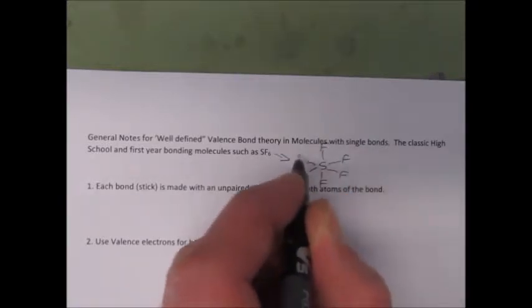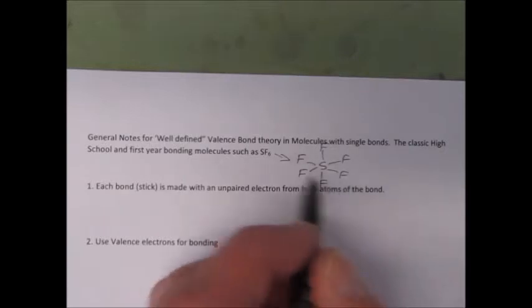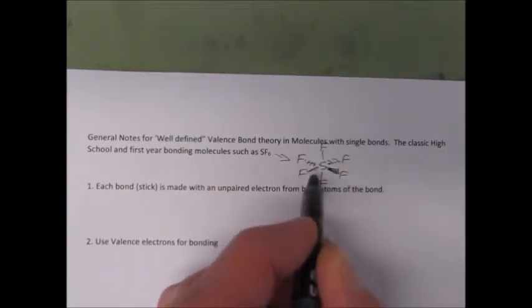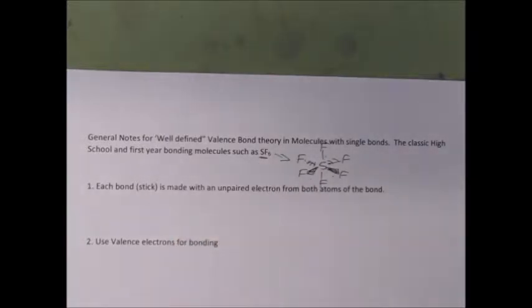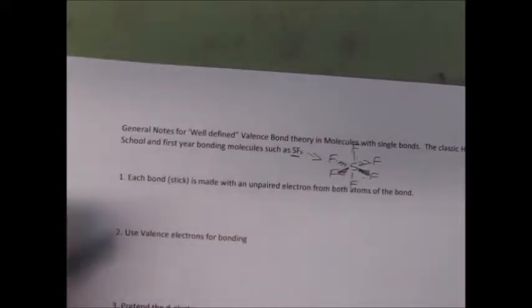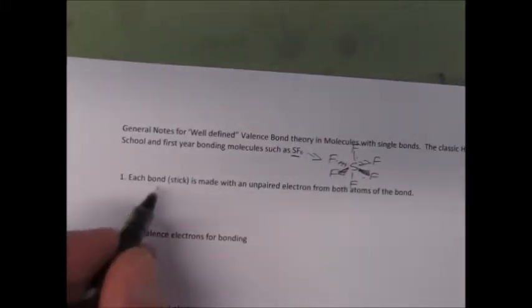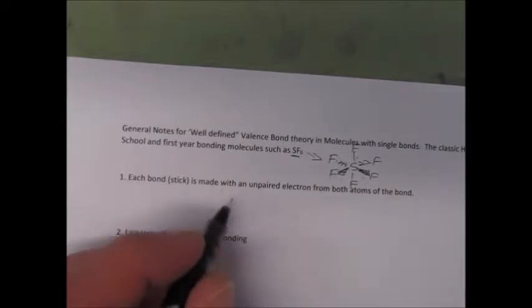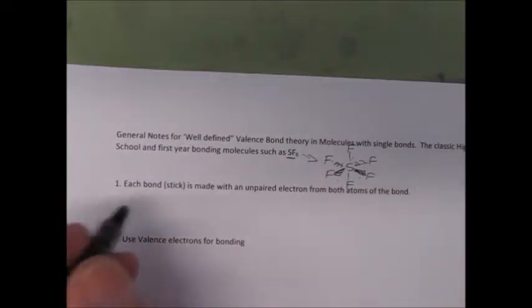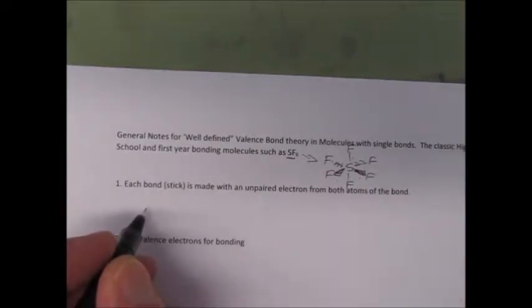And we'll call it octahedral geometry. We'll talk about the bond angles and all that. These ones are going back. These ones are coming out. So the single-sticked, classic geometry bonding type thing. So these are the rules of how to make this thing work, and there's 5 of them. First one, each bond or stick is going to be made of an unpaired electron from both atoms of the bond.